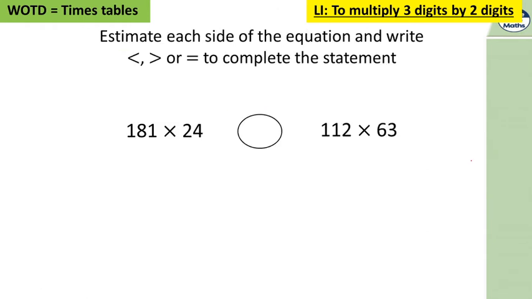Okay, so we're going to estimate here, estimate each side of the equation and write the symbols, so more than, less than symbols, or equal to complete the statement. So we have 181 times 24 and 112 times 63. So what symbol do you think goes in there? So you can pause the video, have a go at estimating them and deciding which side is bigger.